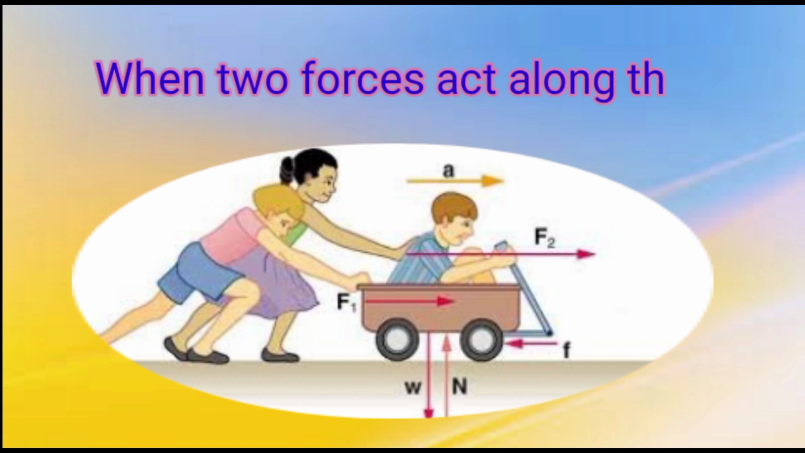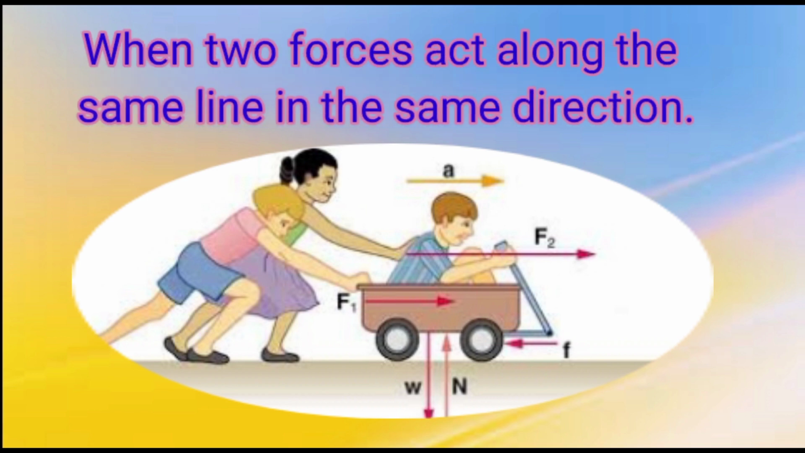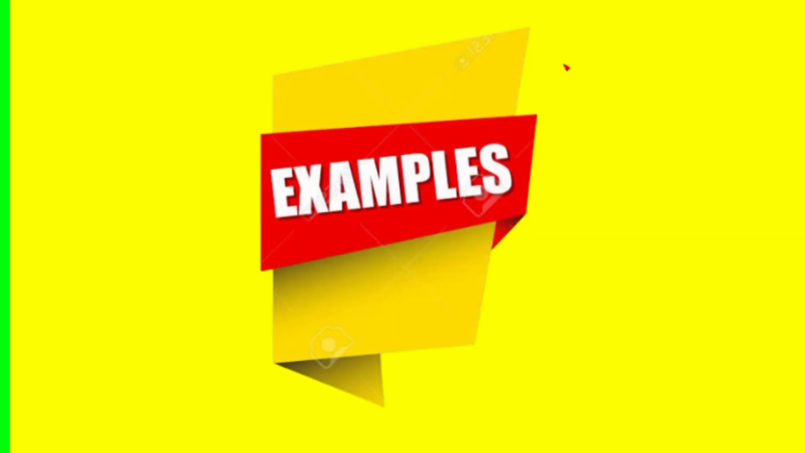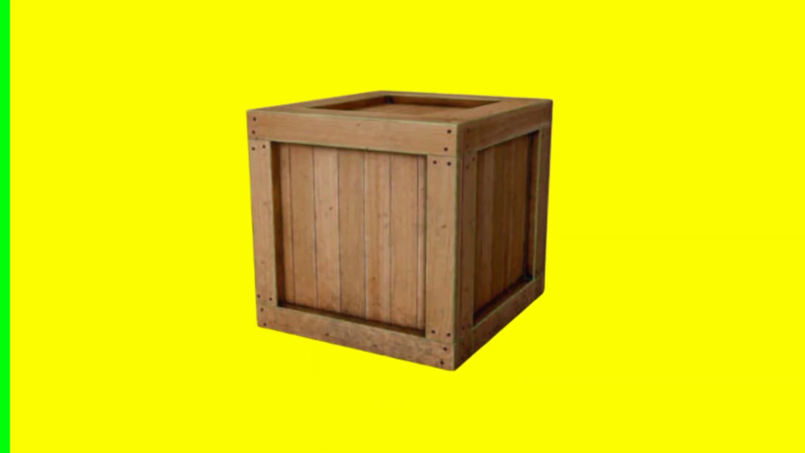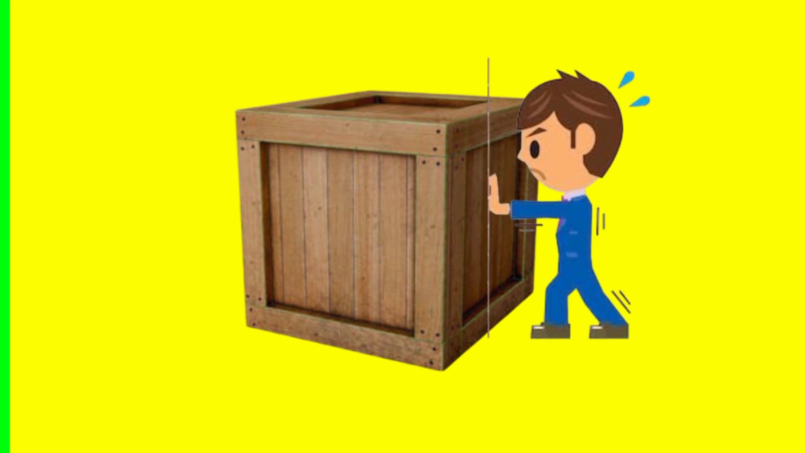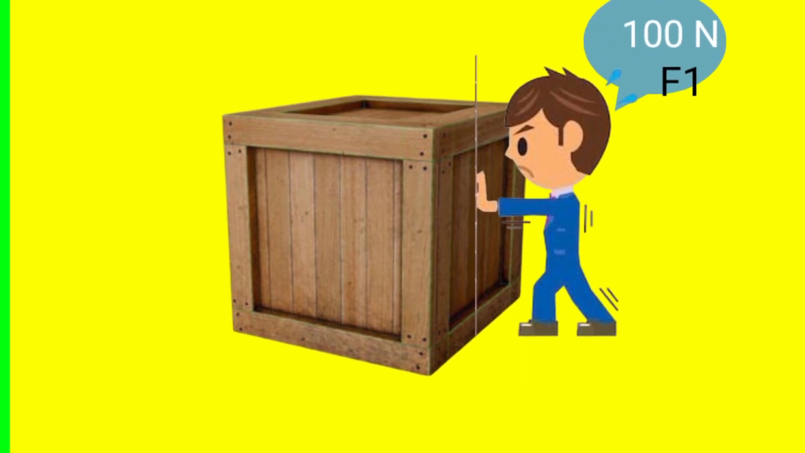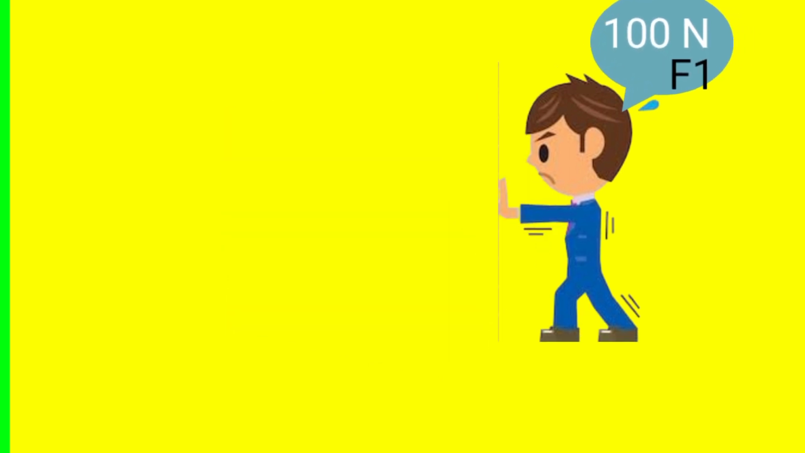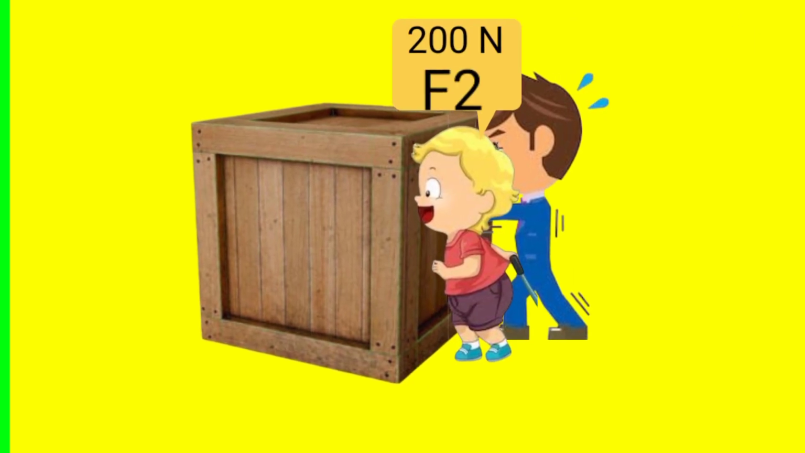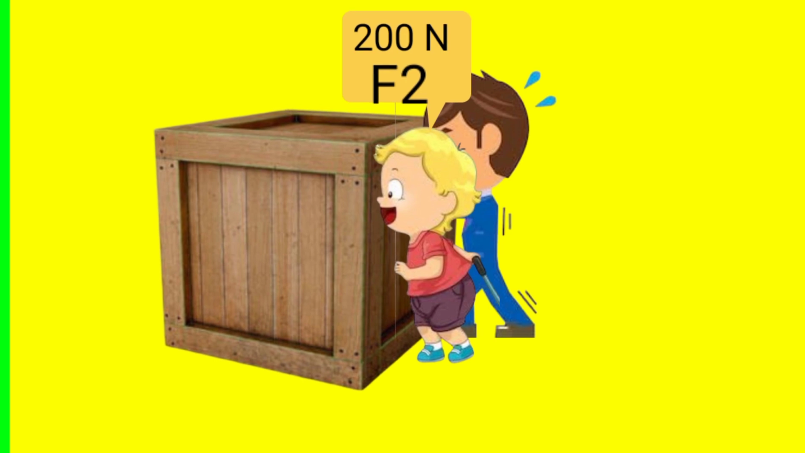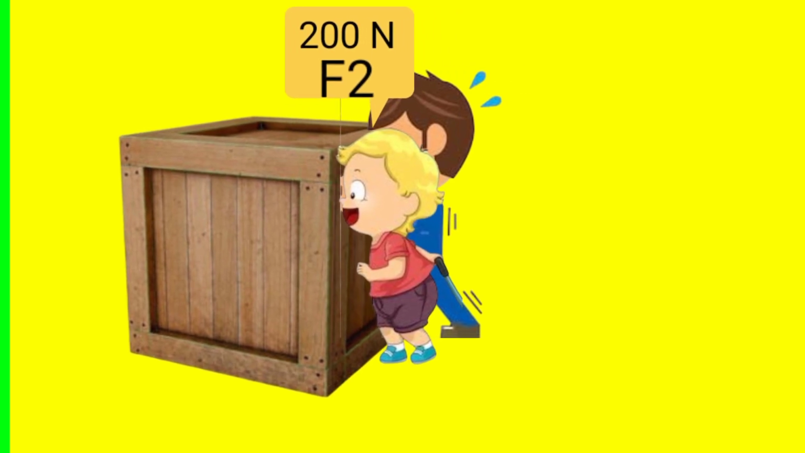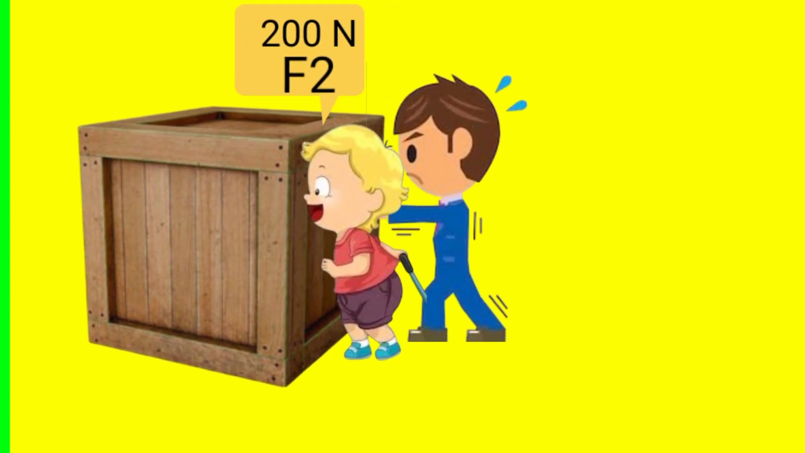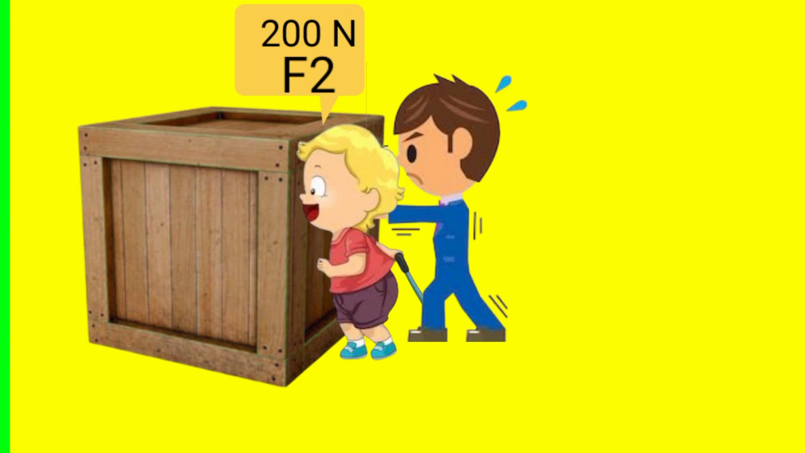First, when two forces act along the same line in the same direction. For example, let us consider a box is pushed by you with a force of 100 Newton. You could move it but very slowly. Now, your friend offered his help. He applied a force of 200 Newton in the same direction. Can you both together push it more easily?